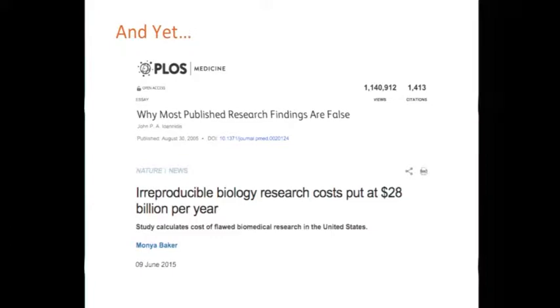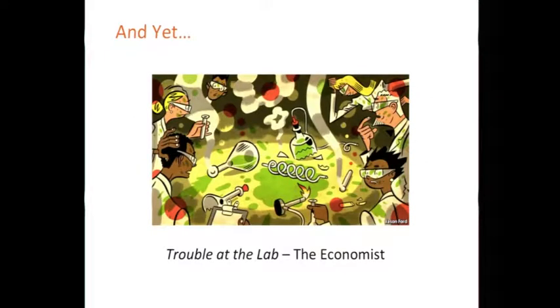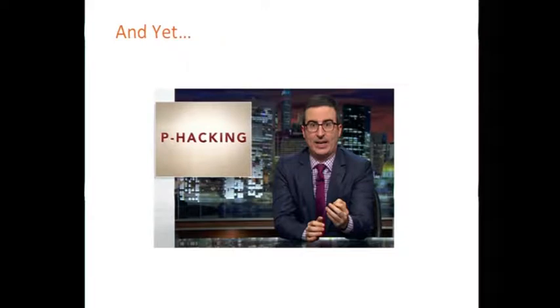But there seems to be some kind of consternation about whether this is really working out in practice. There are kind of increasingly provocatively titled articles with names like "Why Most Published Research Findings Are False," "Irreproducible Biology Costs, but at $28 billion per year." And this is even sort of leaving the ivory tower and starting to appear in like popular media. You can now even have a nationally televised show making fun of something called p-hacking.